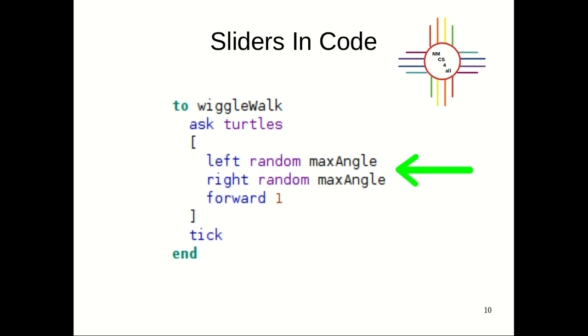Here is an example for WiggleWalk code that uses the slider created previously. The turtles turn left and then right based on the global variable max angle. Changes in the value for max angle will be reflected in changes to the behavior of the turtles.